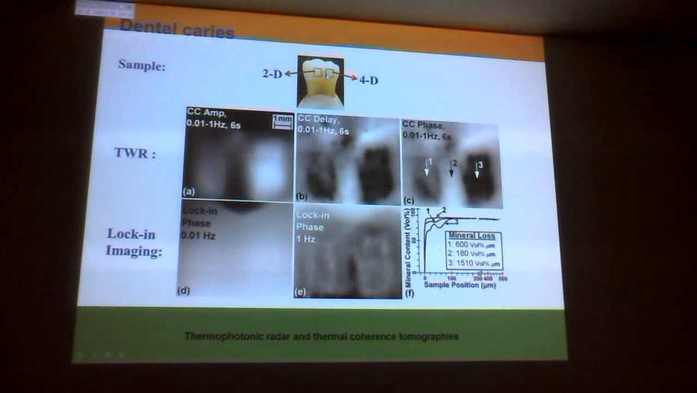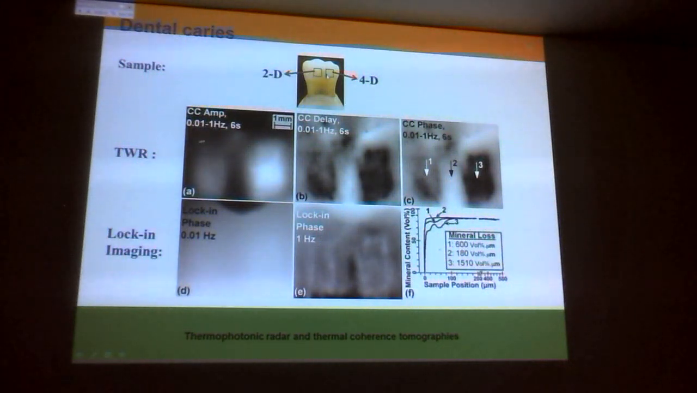So you do lock-in at 0.01 hertz. And this is essentially the range you want to be in if you want to see deep into the enamel and into the dentin. But you don't really see anything here. However, the lock-in phase at 1 hertz shows something here. Obviously, what you expect is that this is going to be demineralized less than that. But then when it comes to the thermal wave radar, we use a frequency range pretty similar to that, 0.01 hertz to 1 hertz, every 6 seconds.